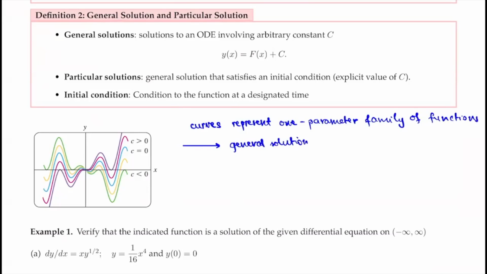What does it mean to be one parameter? Because there's only one thing that we need to care about, the value you don't know exactly yet. That is the plus c, or the value of c. So that's why it's called a one parameter family of functions, and with this setup, it's called the general solutions. Now, when you know a specific value of c, you arrive at particular solutions.